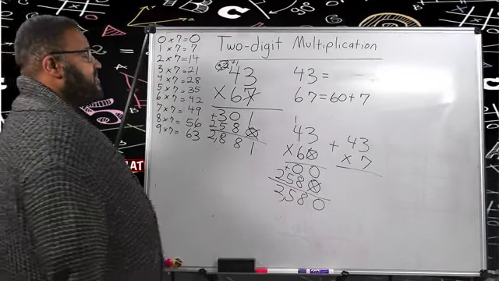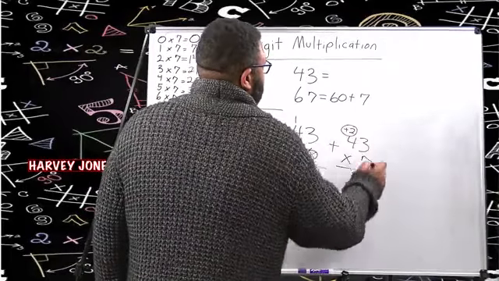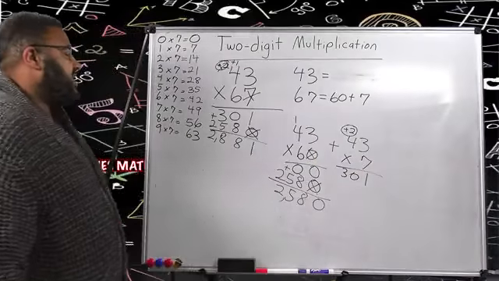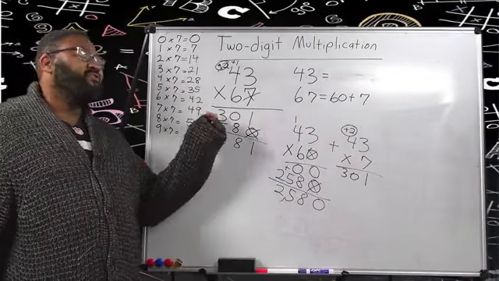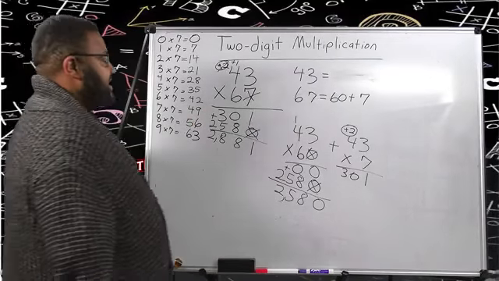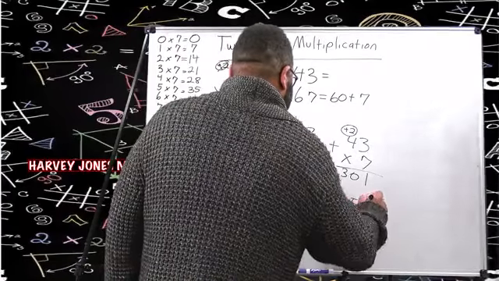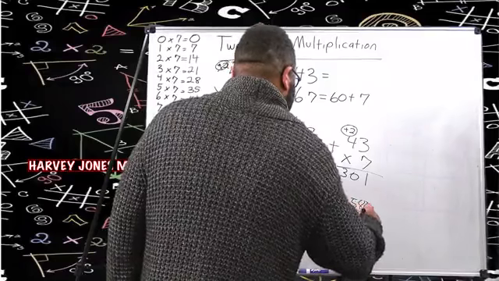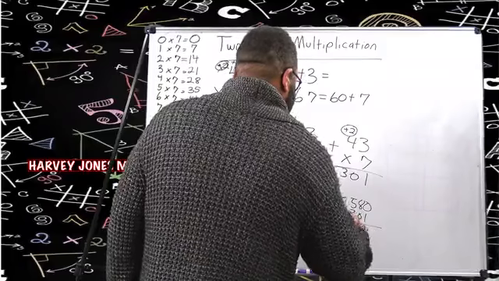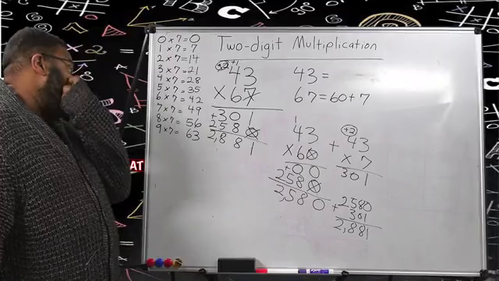What does this mean over here, Mr. Jones? 7 times 3 is 21. Carry my 2. That's 28, 29, 30. Oops, my work is checking out. So now I have 301 plus 2,580. 2,580 plus 301 is 2,881.